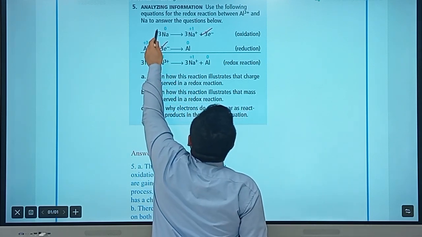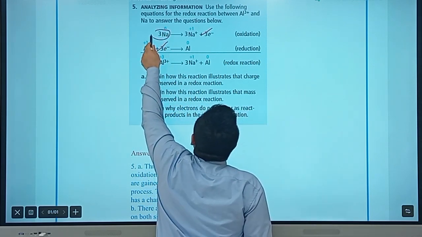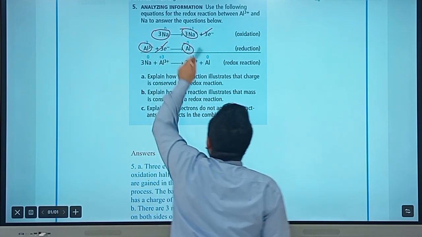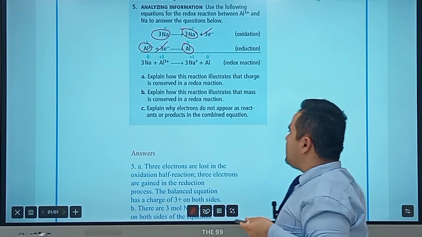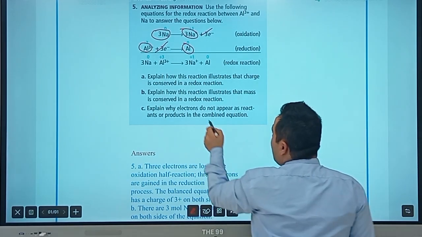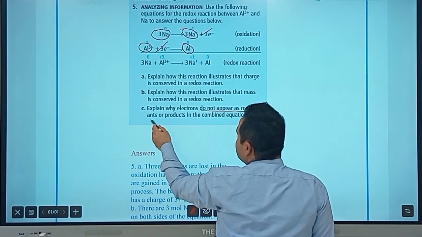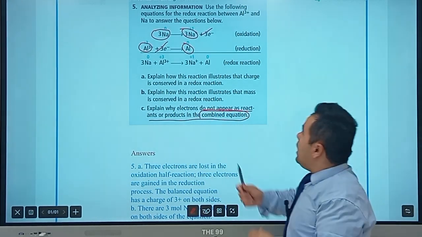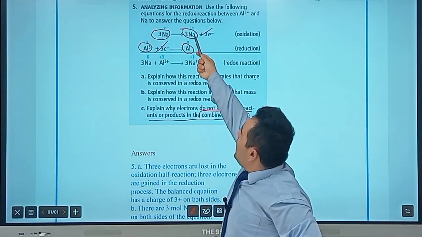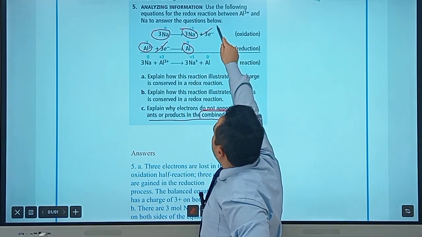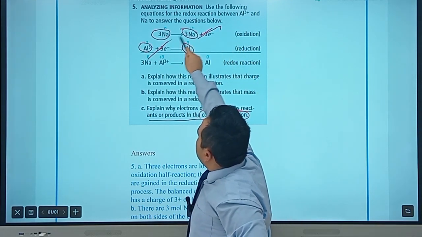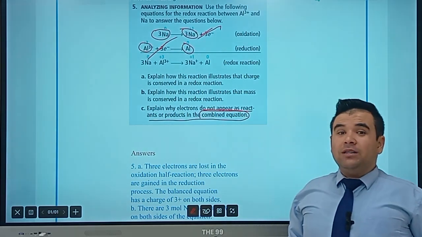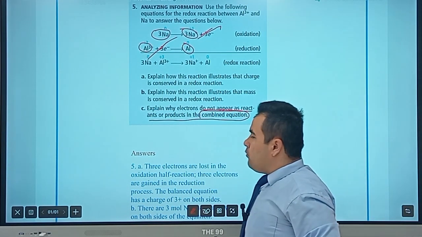Explain how this reaction shows that the mass is conserved. The number of atoms of Na in the reactant is 3, in the product 3, aluminum in the reactant 1, product 1. So the number of atoms in the reactant and product are the same. Explain why electrons do not appear as reactants or products in the overall equation. Because as we discussed, when we add the two halves, the electrons lost cancel out with the electrons gained, so we will not write the electrons in the overall reaction.